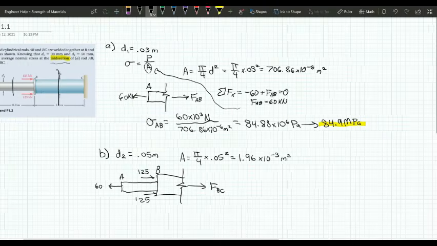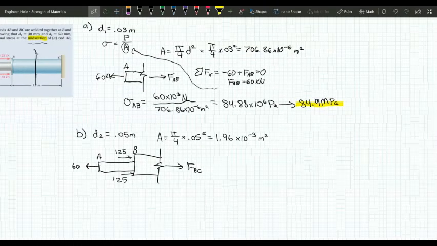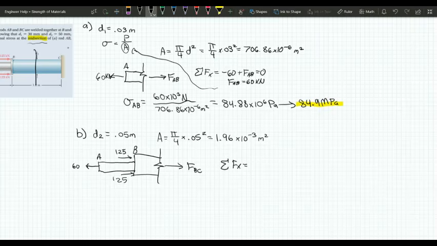All right, now same as before, we're going to sum the forces in the X. So we get sum of the forces in the X equals force BC plus 125 plus another 125 minus 60 equals 0. And then when you calculate that, you should get force BC is equal to negative 190 kilonewtons.